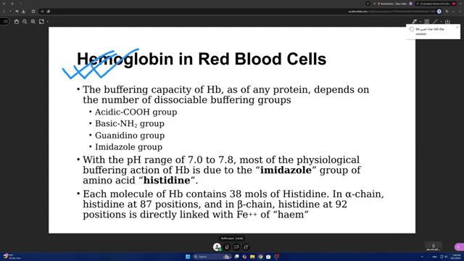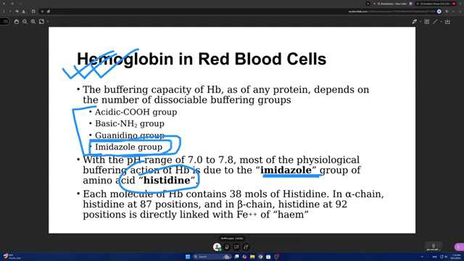As I told you, there are many groups in hemoglobin, but which of these groups is mainly responsible for the buffering capacity of hemoglobin? It is the histidine amount. So if all these options are present, the imidazole group is the best option to choose in the exam.